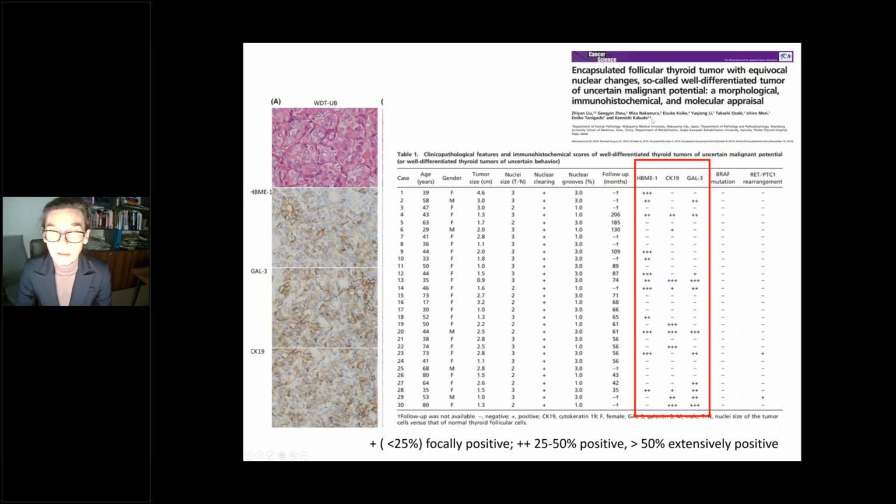The next publication, on equivocal nuclear features and well-differentiated tumor of uncertain malignant potential, a Japanese publication, also gives us some indication of how to approach such tumors. The authors analyzed immunohistochemistry. Can immunohistochemistry be helpful in our practical routine? I think that is not very helpful.